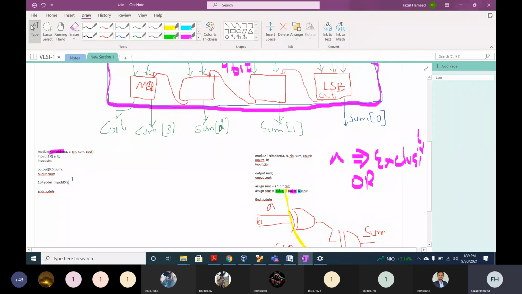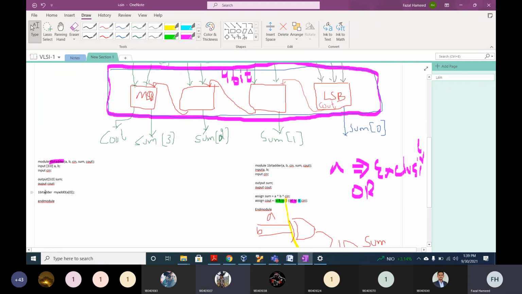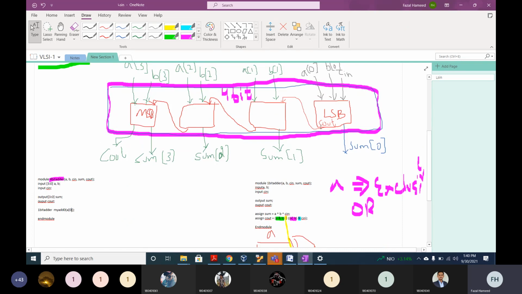If you look at this my add 0, what should be the input to the adder on the least significant bit? What is the input? Looking at the block diagram. जी सर क्वेश्चन नहीं समझ आया. I'm instantiating a 1 bit adder. Okay. I want to instantiate the adder on the least significant side.